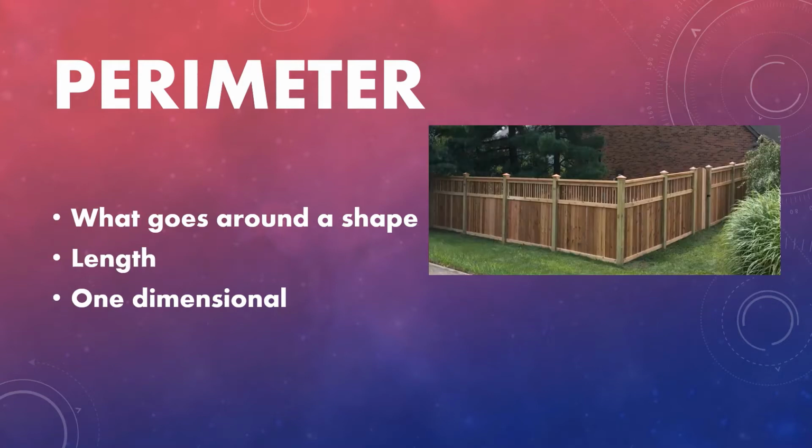An example of perimeter is this fencing. The fence is what goes around the shape of your yard. And it measures length because you can actually undo each of these sides of the perimeter and just measure how long it is. So therefore it is one-dimensional.